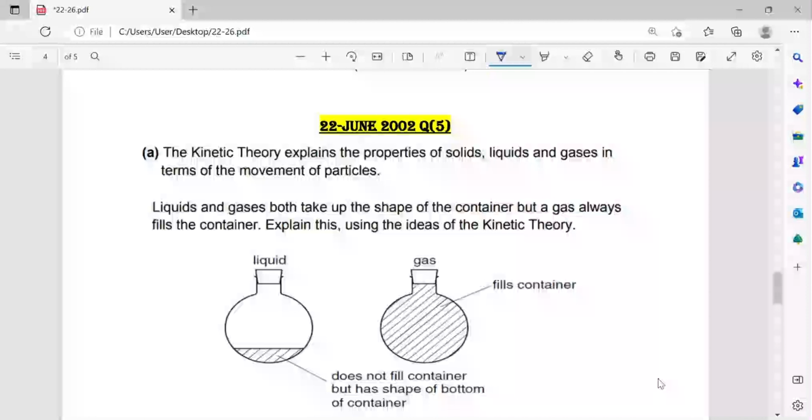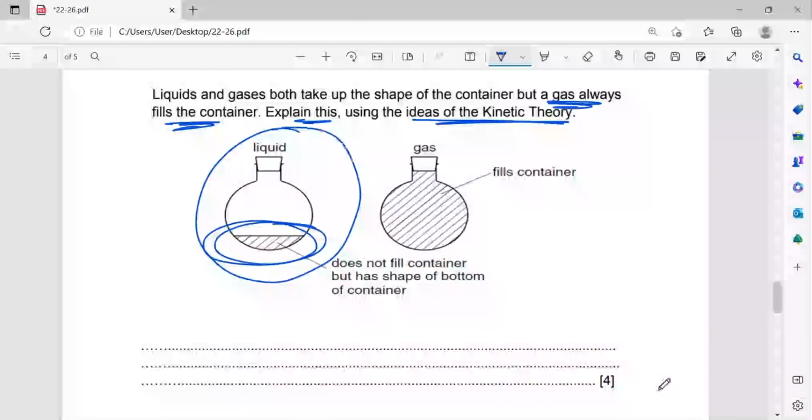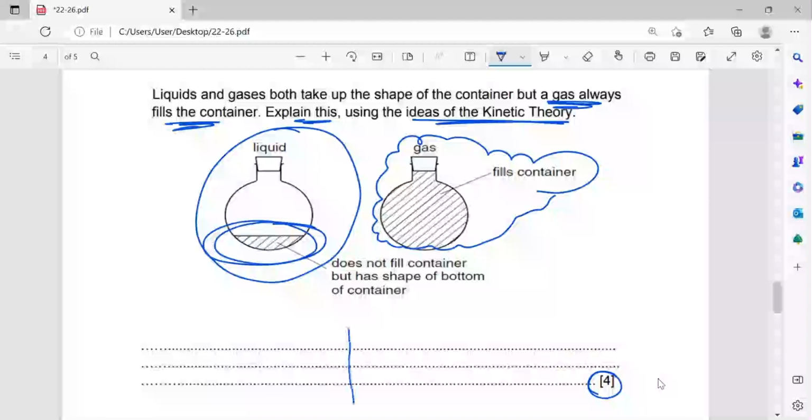Question 22. The kinetic theory explains the properties of solids, liquids, and gases in terms of the movement of particles. Liquids and gases both take up the shape of the container, but a gas always fills the container. Explain this using the ideas of the kinetic theory. So here, liquids have a fixed volume, but they take the shape of the container, while gases don't have a fixed volume or a fixed shape. This question is out of 4 marks. So 2 marks for the liquids and 2 marks for the gases.